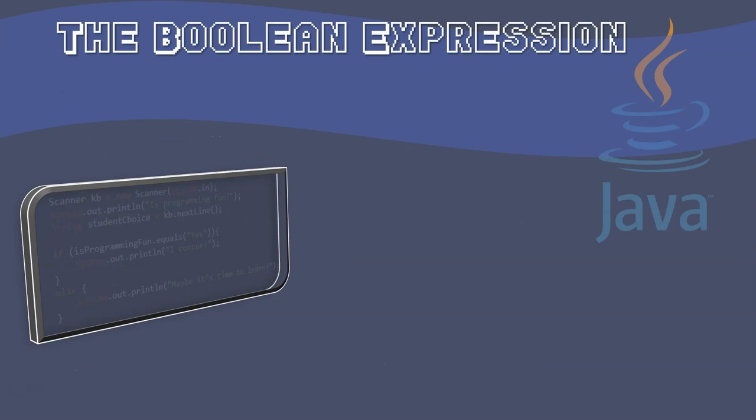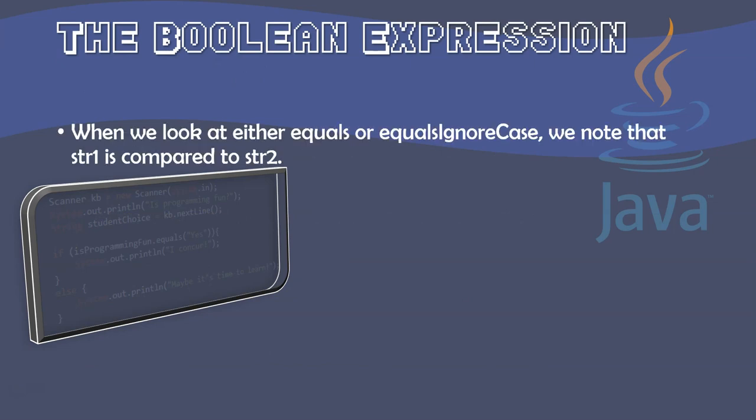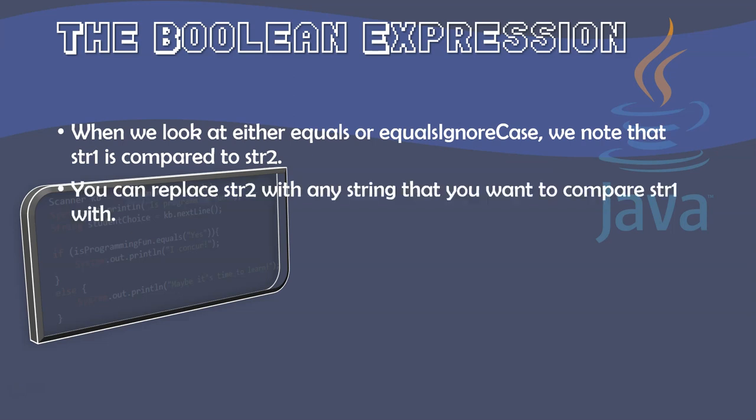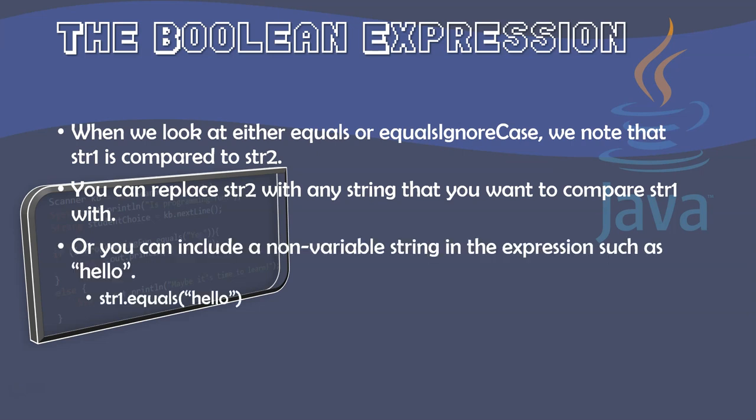Now, with that Boolean expression, whether you look at equals or equalsIgnoreCase, the ultimate thing to see is that you're comparing the first string to your second string. And you can replace that second string with any string you want to compare string 1 with. So if you had, let's say, a third string, str3, you could put str3 in there and it'll still work. Additionally, we could also put any non-variable string in the expression, such as the word hello. So we could say str.equals("hello"). And that is something that could be very helpful.